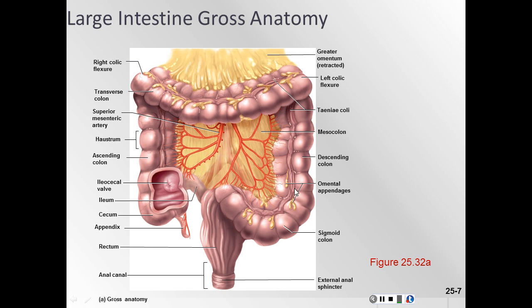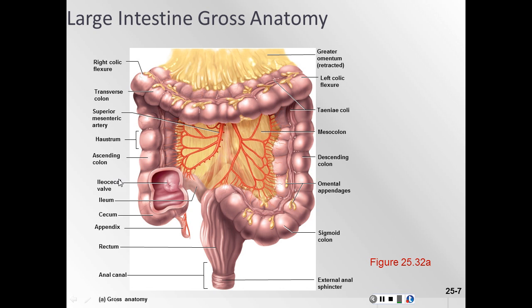descending colon. Here's our sigmoid colon, which makes that S-shape part of the colon, and here's our rectum area and our anal canal. And you can visualize the external anal sphincter wrapped around, circling the anus, or the anal part of the anal canal. And of course you see our appendix area, and here's our ileum from the small intestines.